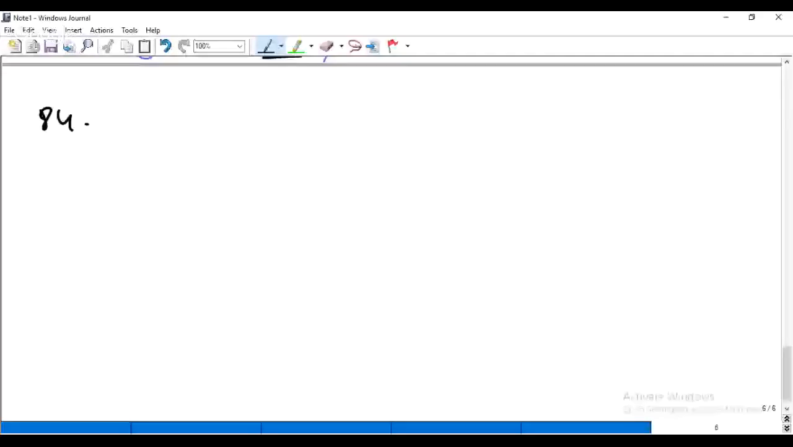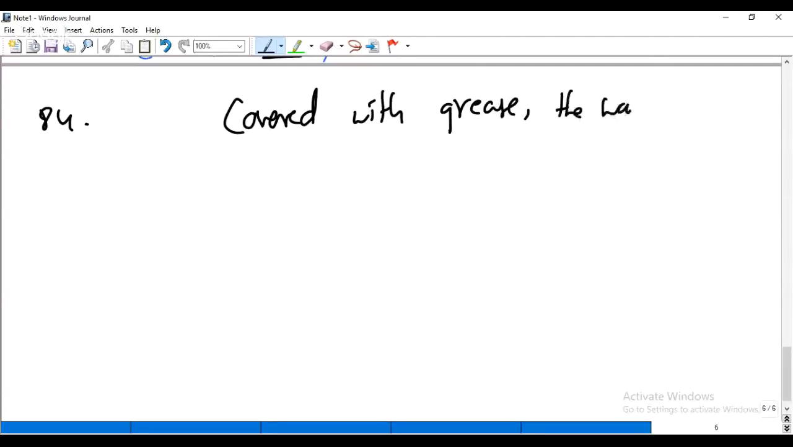Question 84, improvement of the sentences. The water did not seem unduly cold to the swimmer. The question is covered with grease. Covered with grease. The water did not seem unduly cold to the swimmer.